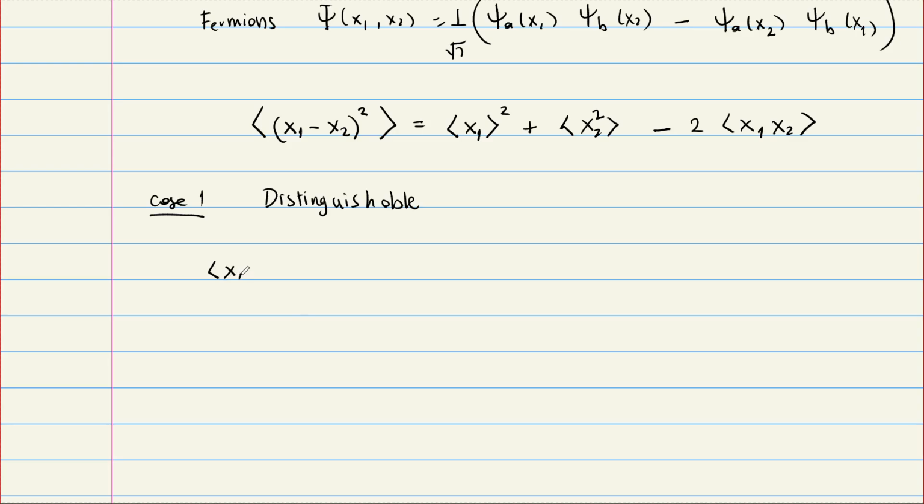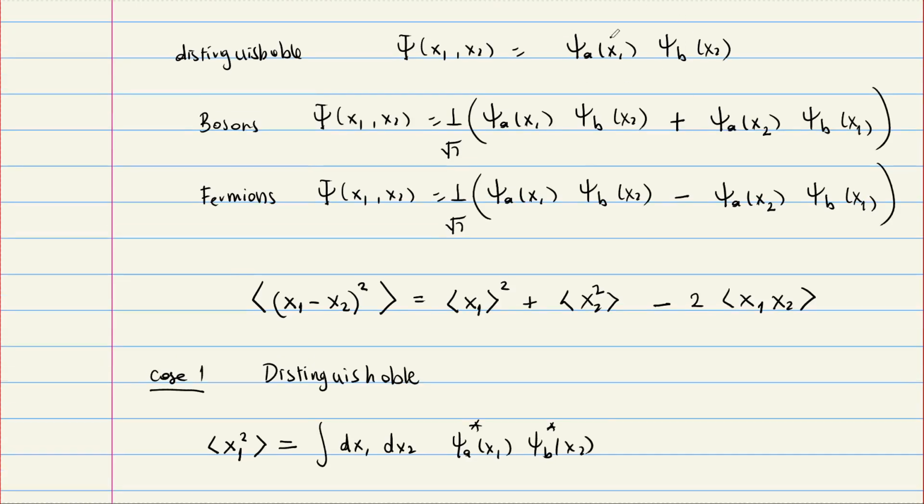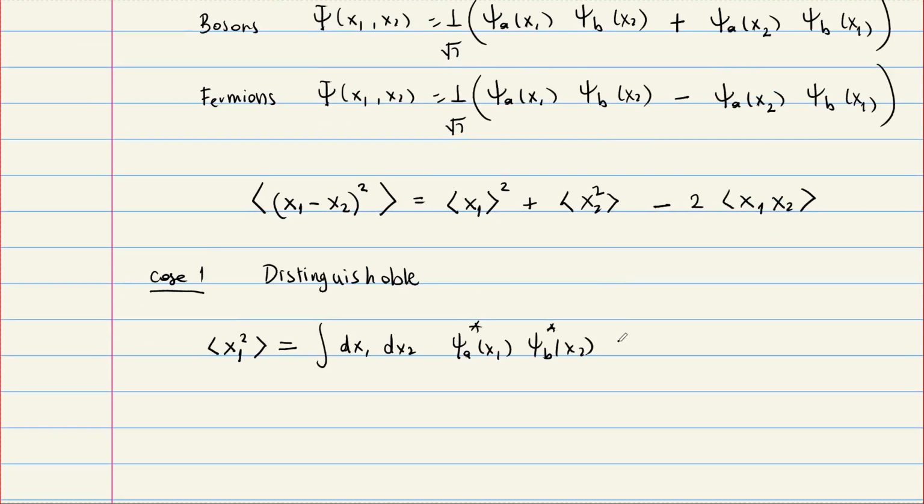So let me start with x1 squared. I need to integrate over dx1 and dx2, and I need to have psi A x1 star, psi B x2 star, which is the complex conjugate of this wave function. And I put x1 squared here, and the same thing without the complex conjugates.